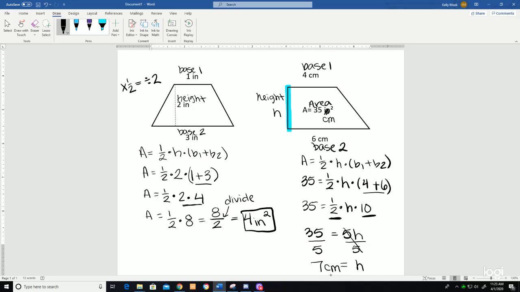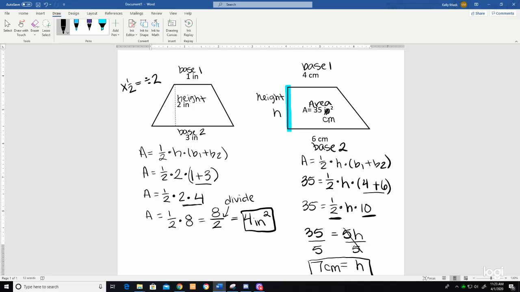Now it is not 7 centimeters squared, because we didn't find the area. We found a side length. We found the height. And the side lengths here are being measured in centimeters. We are not multiplying a centimeter times a centimeter. All right, so we have our final answer here.